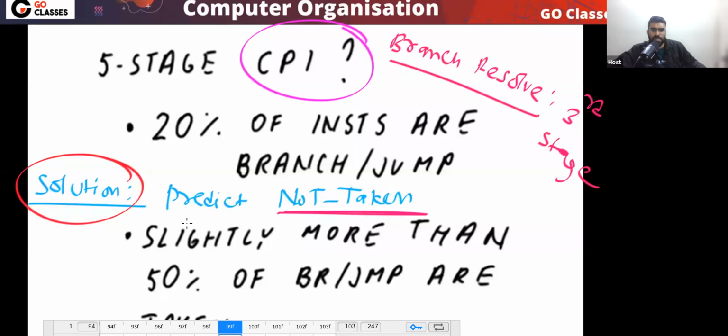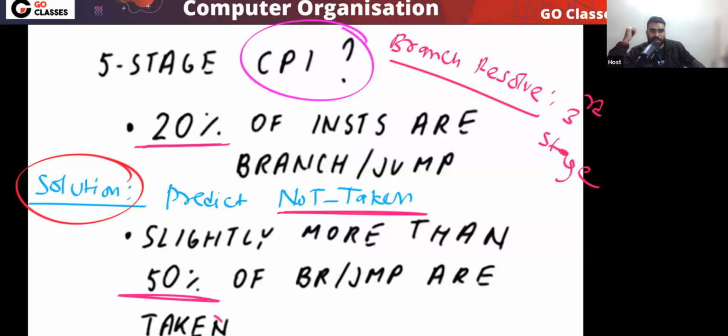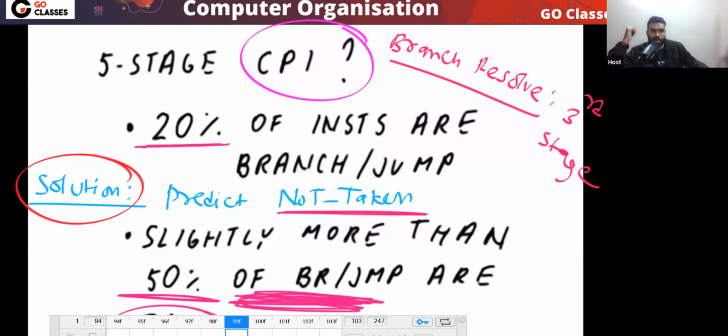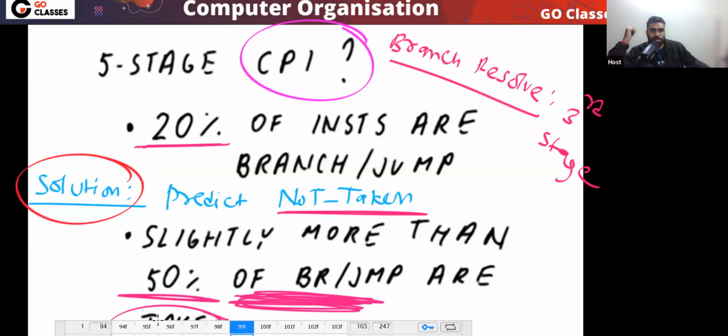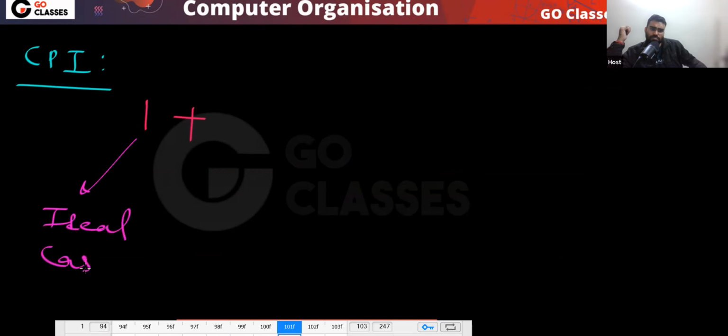Now you tell me the answer. 20% are branch instructions and 50% of branch instructions are taken. So now your CPI will be what? Per instruction, 1 cycle will be taken. This is the ideal CPI. Ideally, every instruction will take 1 cycle. This is the ideal situation.